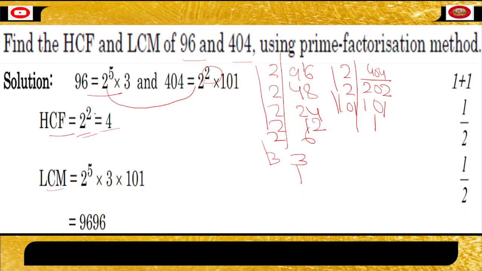Next, LCM. LCM means here is 2 raised to 5, here is 2 raised to 2. The highest power is 2 raised to 5, that is written here. Here is a 3, write 3 here. Next here is 101, write 101. That means 2 raised to 5 into 3 into 101 is 9696.